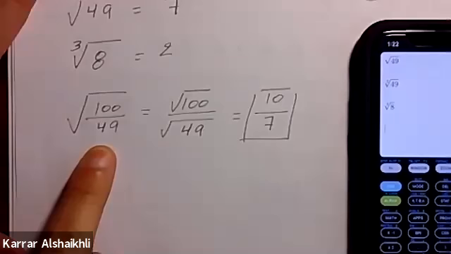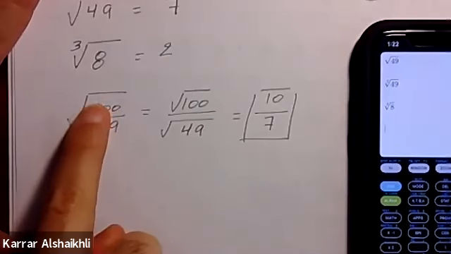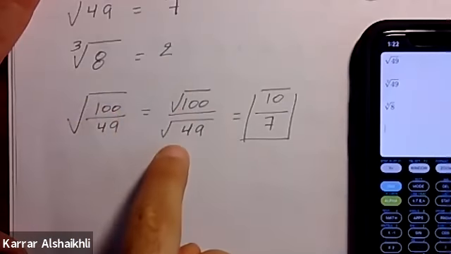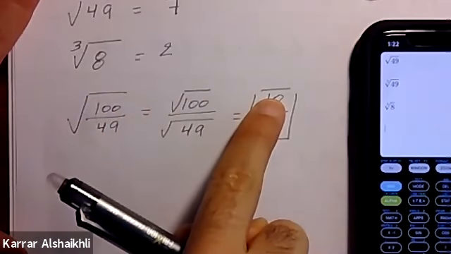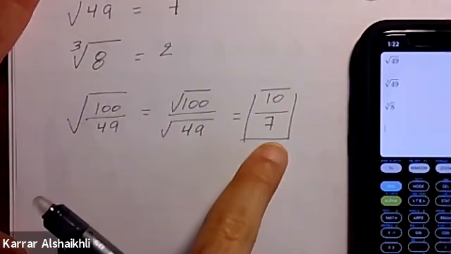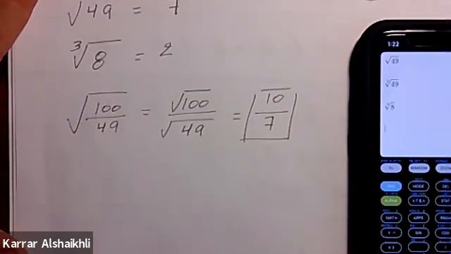Square root of 100 over square root of 49. Distribute the root on the top and on the bottom. The square root of 100, you can use the calculator, is going to be 10. The square root of 49 is going to be 7.